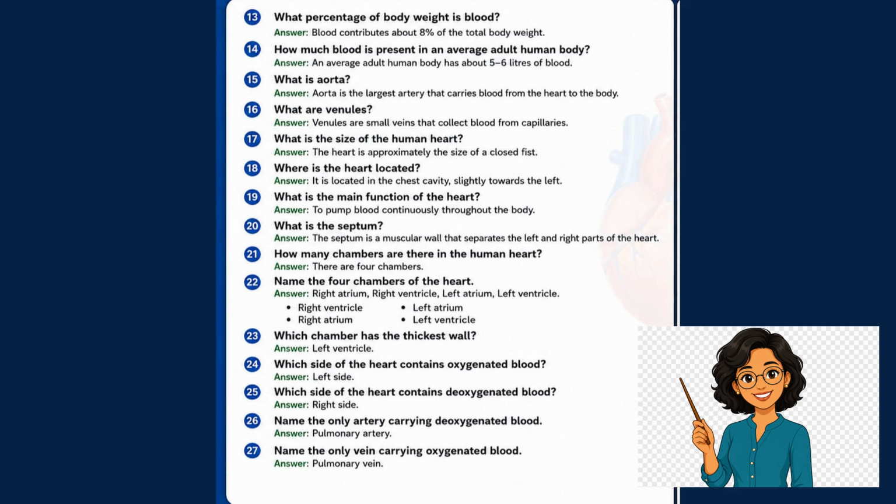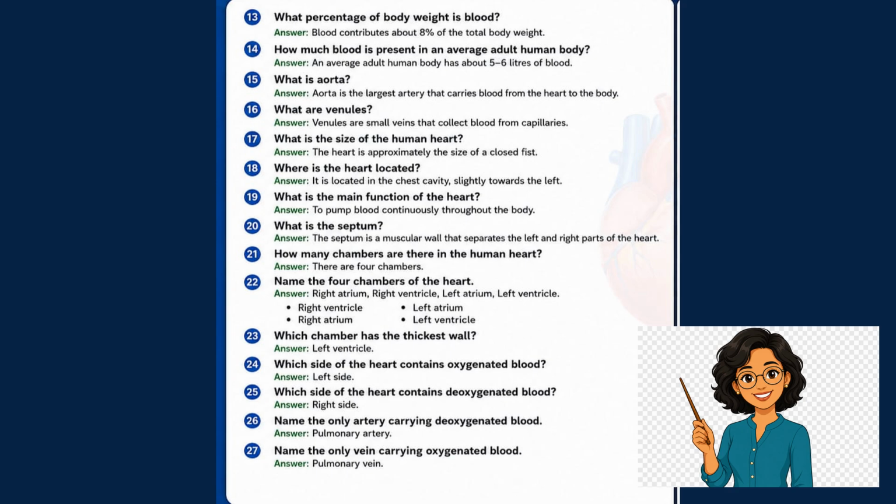Question 22. Name the 4 chambers of the heart. The answer is, right atrium, right ventricle, left atrium, left ventricle. Question 23. Which chamber has the thickest wall? The answer is, left ventricle. Question 24. Which side of the heart contains oxygenated blood? The answer is, left side. Question 25. Which side of the heart contains deoxygenated blood? The answer is, right side.